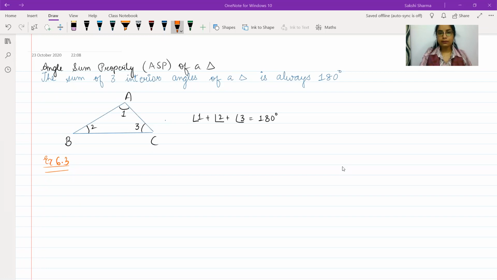The property that we use here is called the angle sum property of a triangle. We are studying it for a triangle. You can do it for any polygon later on.